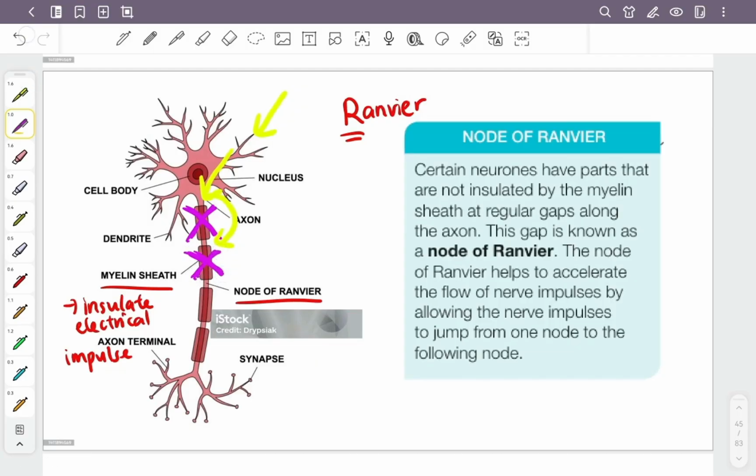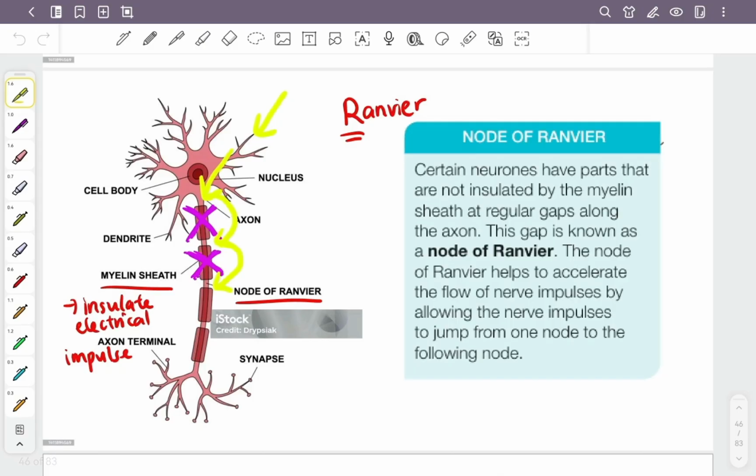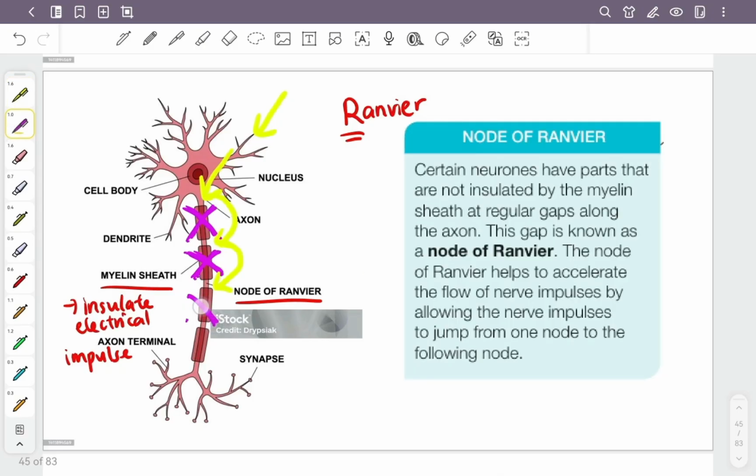So what happened? It jumps again. The electrical impulse can jump from this knot of Ranvier to another knot of Ranvier. Then until here, once again, they are covered by the myelin sheath. So it cannot pass through, it jumps once again. So you can see when the electrical impulses are transmitted down the axon, it's not transmitted like walking. It's transmitted by jumping like this, from one knot to another.